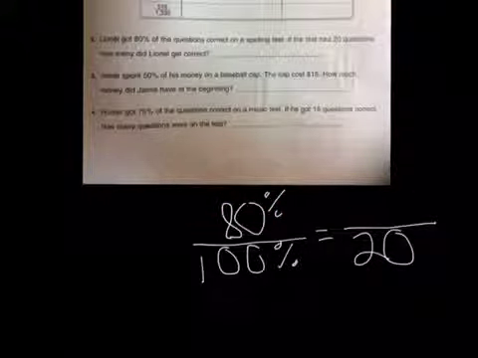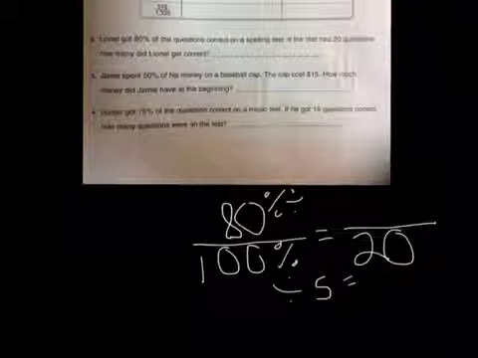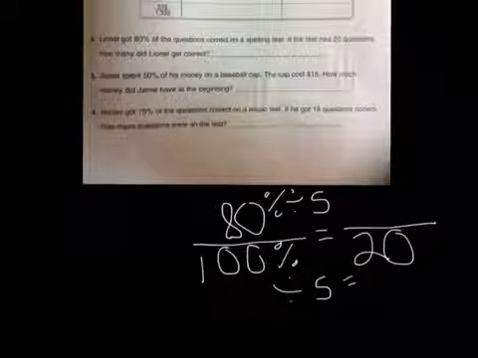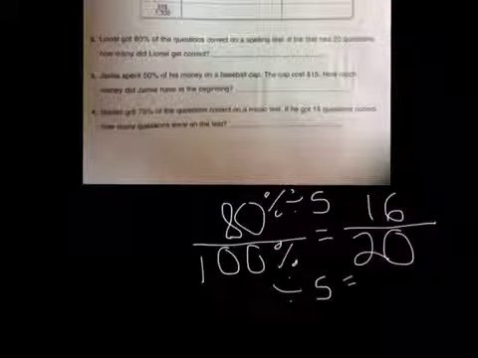Let's see. We take the 100 and we divide it by 5, and that gives us 20. We have to do the same to the top. 80 divided by 5 equals, if you're thinking 16, you are correct.